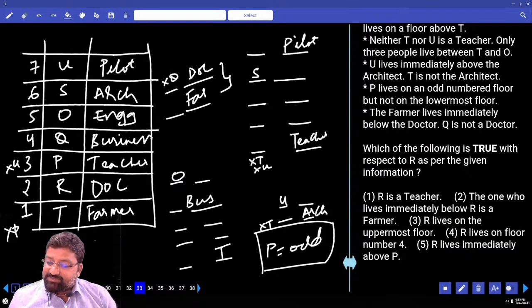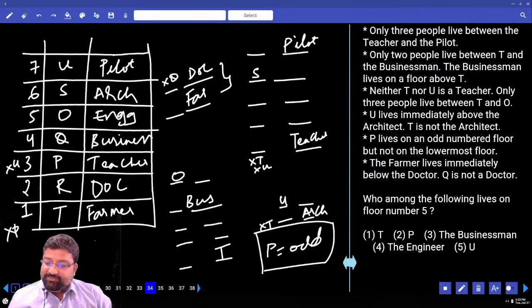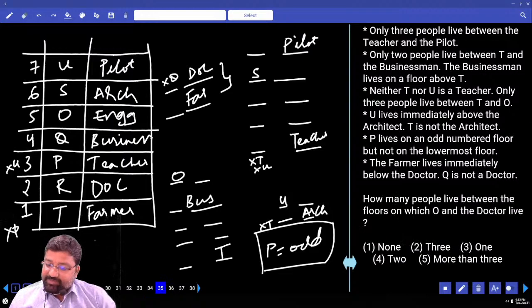The one who lives immediately below R is a farmer. Immediately below R is a farmer? Yes. Who among the following lives on floor number 5? Floor number 5 is engineer. Yes, fourth option. How many people live between the floors on which O and the doctor live? O and the doctor, I see only 2 people. Done? Yes. Any other doubts?